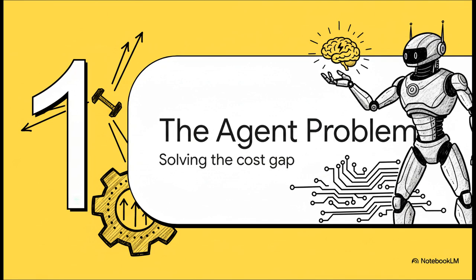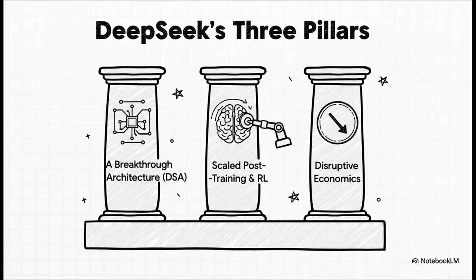It's not positioned as just another model, it's a specialized agent model designed specifically to solve this problem. So how do they pull this off? Well, it all comes down to three key ideas that work together. First, a totally new architecture. Second, a huge investment in the right kind of training. And third, a pricing model that just changes the entire economic equation for developers.